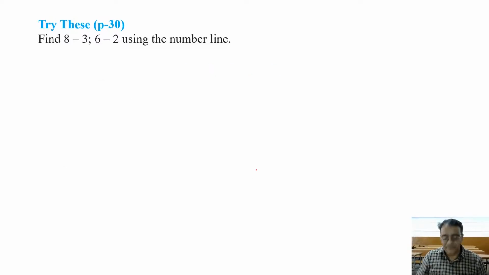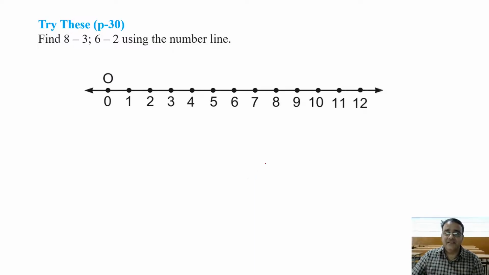Now subtraction. Find 8 minus 3 and 6 minus 2 using a number line. We are doing minus, so we have to move to the left side. First, 8 minus 3. We start from 8 and go left. 3 jumps: 1, 2, 3. So we reach 5. So 8 minus 3 is equal to 5.